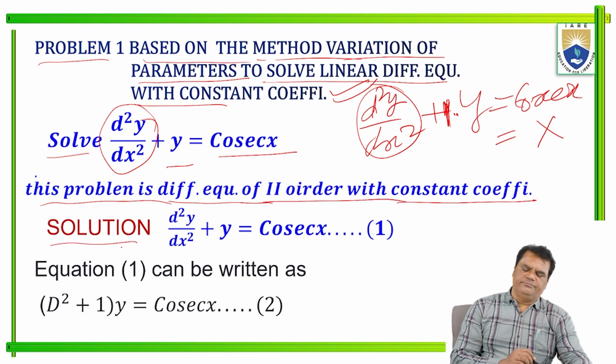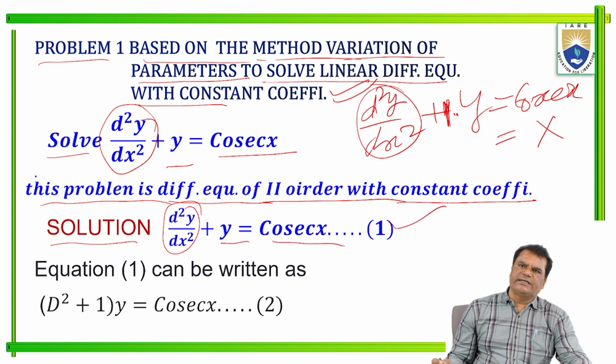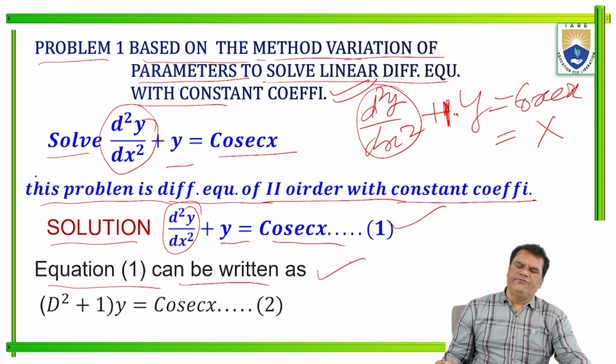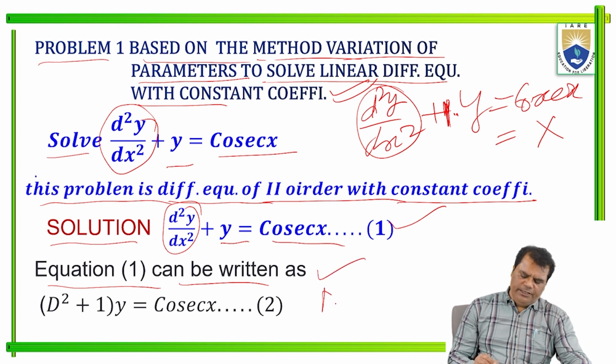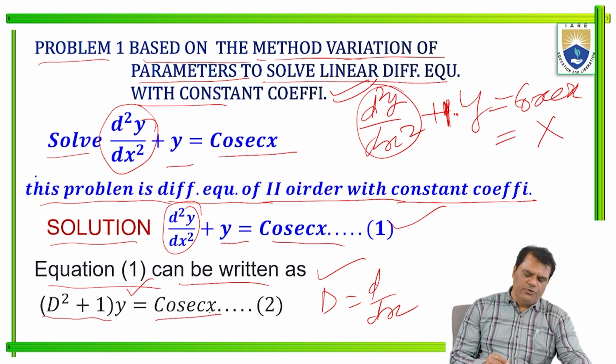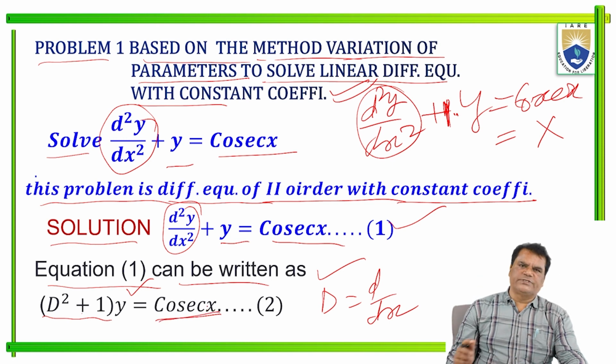Now the solution. d2y over dx2 plus y equals cosec x. This is problem 1. Equation 1 can be written in D form, the function form. D is d over dx, we have discussed this already. So now writing this, D square plus 1 into y equals cosec x.